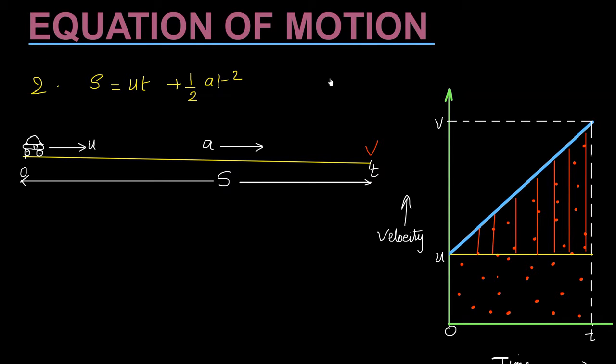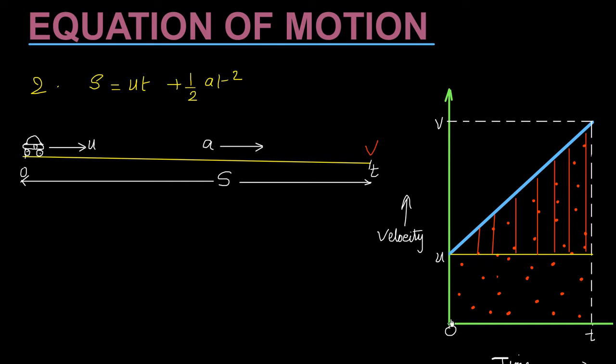Equation of motion: S is equal to ut plus half at square. Let us consider an object which travels from time t equal to 0 with velocity u. After a time t, its velocity be v, and s be the distance travelled by the object with acceleration a.